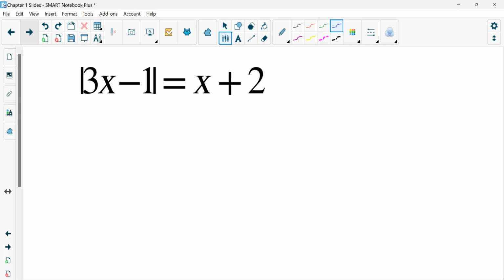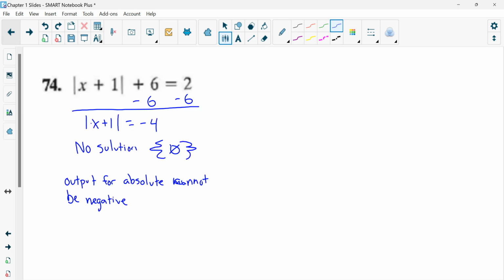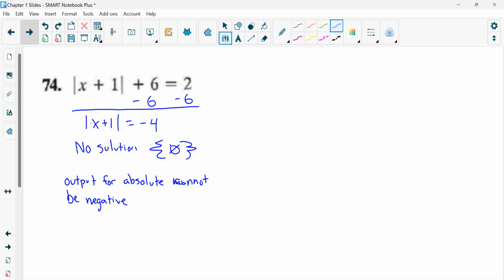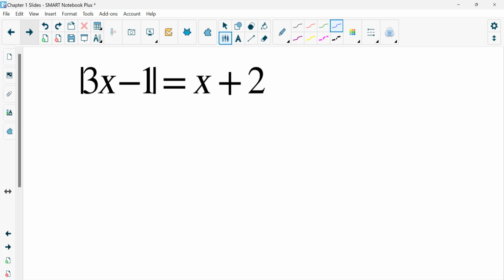We already do have our absolute value isolated, so that's the one good thing. And if you recall what we were doing once the absolute value was isolated, we were making the right side positive and the right side negative in order to get rid of the absolute value. So we are going to do the same thing. We are going to make two equations here. One where I'm making the right side still positive.